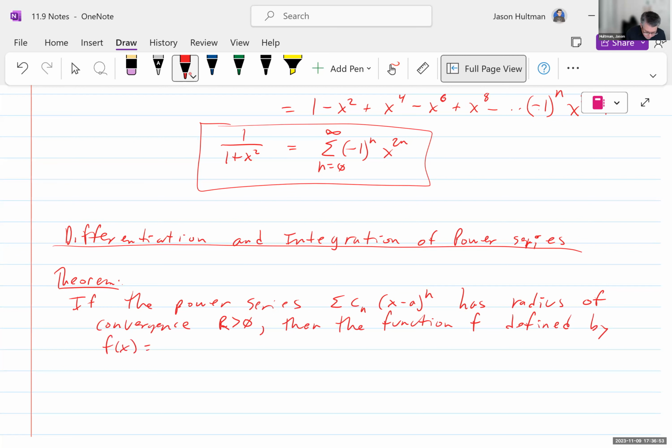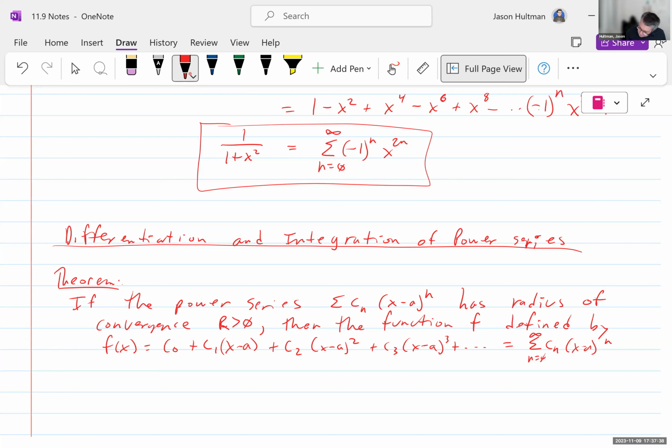f of x is equal to c naught times x minus a to the 0, which is just 1, plus c1 times x minus a to the first, which is just x minus a, plus c2 times x minus a squared, plus c3 times x minus a cubed, plus dot dot dot, equal to the summation of Cn times x minus a to the nth power, n equals 0 to infinity.